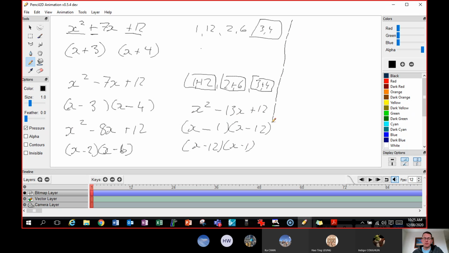Let's look at another one. X, x. Okay, this is positive, so this needs to be positive or negative, both of them. This is negative. 3 and 2, because that's going to give me negative 5x, and that's going to give me positive 6. X squared minus 3x minus 2x plus 6.